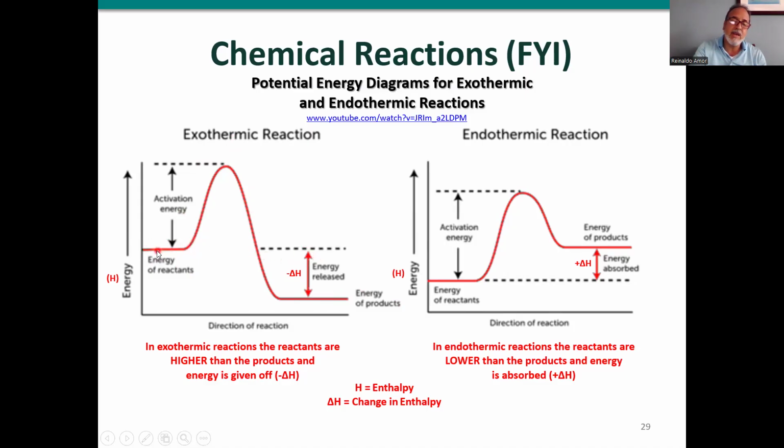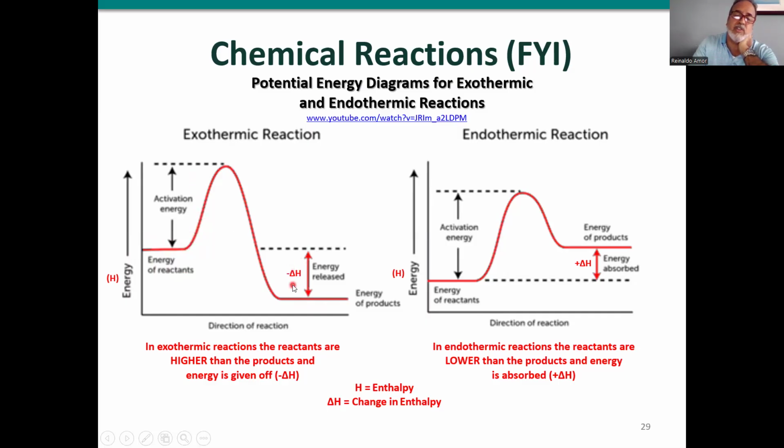Okay, but notice that this is the potential energy. Notice the potential energy is higher here than the products. The reactants are here, and the products are here. So here is the energy of the reactants, and this is the activation energy.